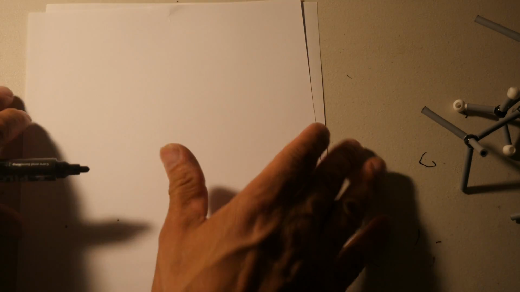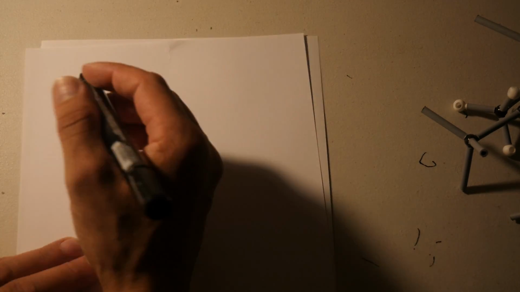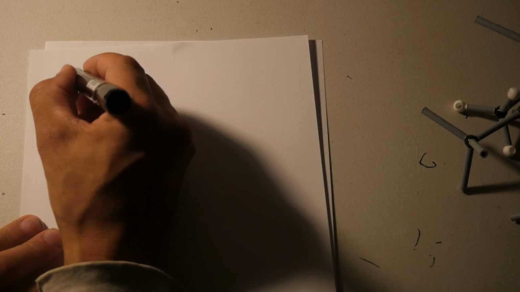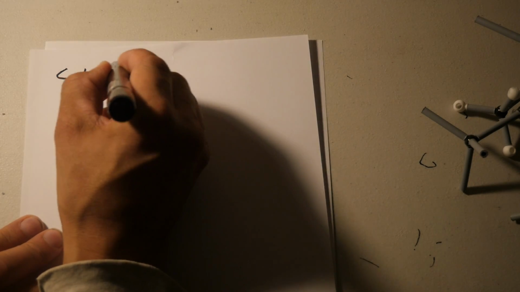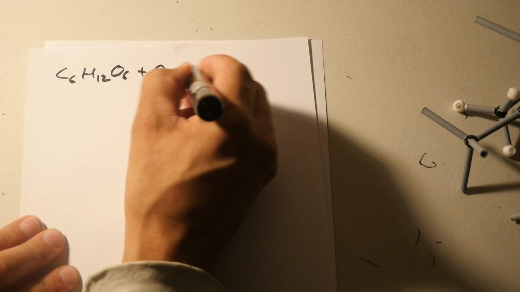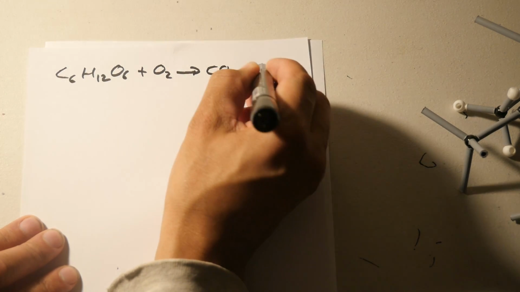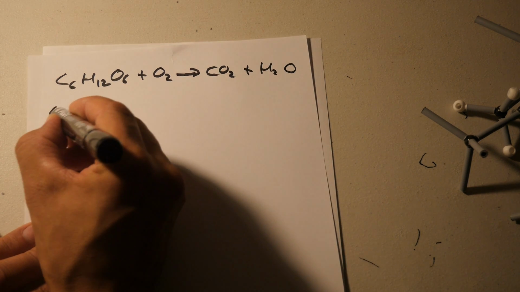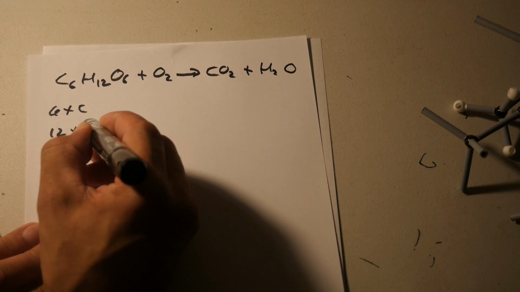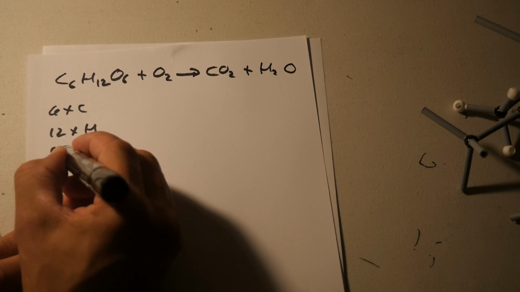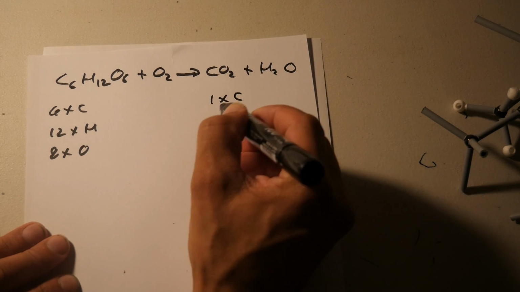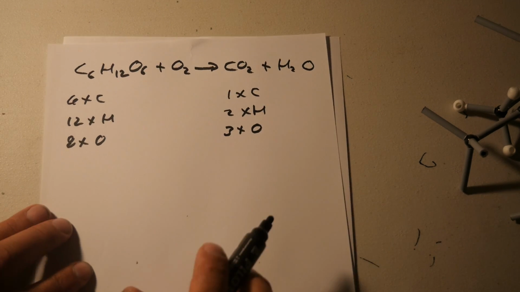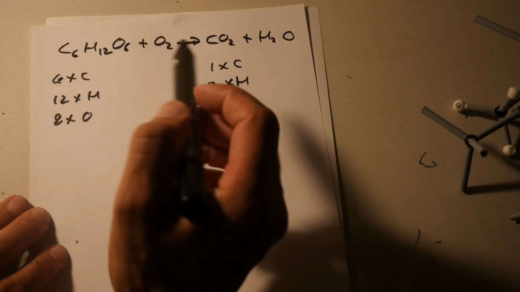Maybe I could do one more as an example. So you've got C6H12O6 plus O2 becomes CO2 plus H2O. Okay? So you've got 6 times carbon, 12 times hydrogen, 8 times oxygen. 1 times carbon, 2 times hydrogen, 3 times oxygen. Okay, so how do you balance?